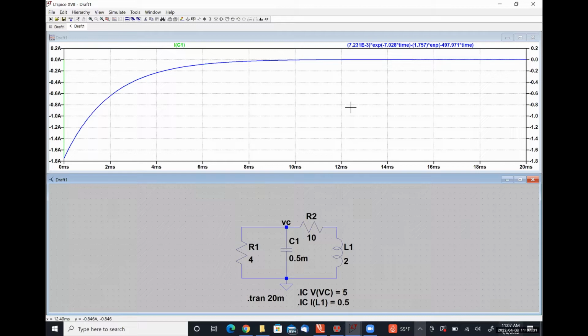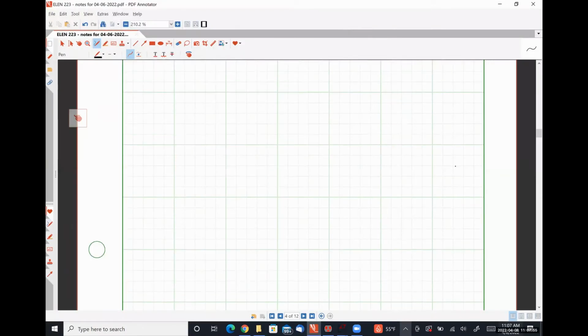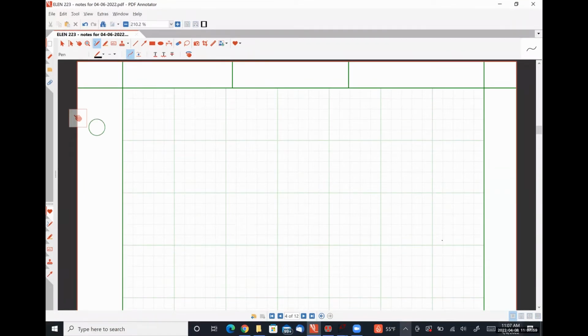So what we're going to do now is work a new problem. My laptop plugged up. It contains two same type energy storage elements.